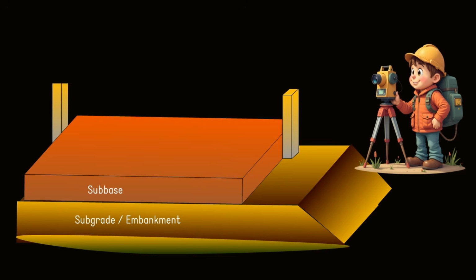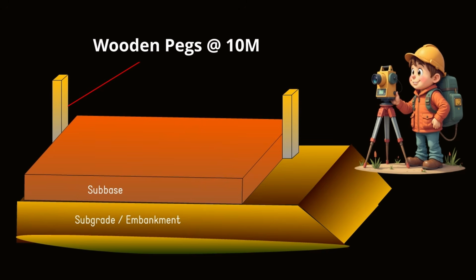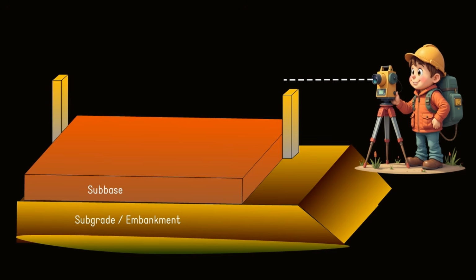Control pegs shall be fixed at intervals of 10 meters on both sides of the bed, in such a way that they are not disturbed during grading. Pegs at 5-meter intervals are recommended in curved sections. The required level of the pavement top shall be marked on the pegs, with a suitable vertical offset.